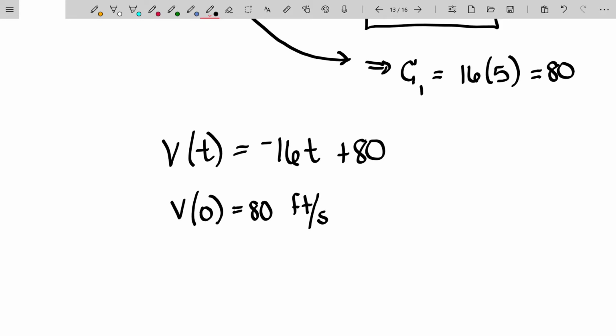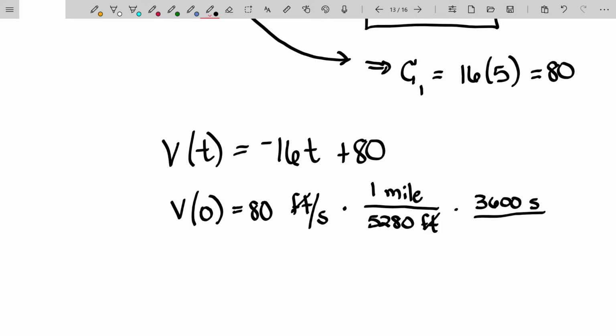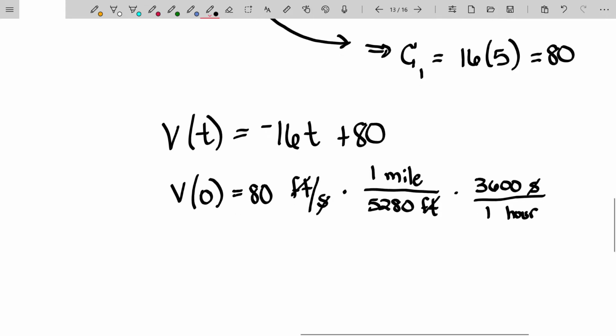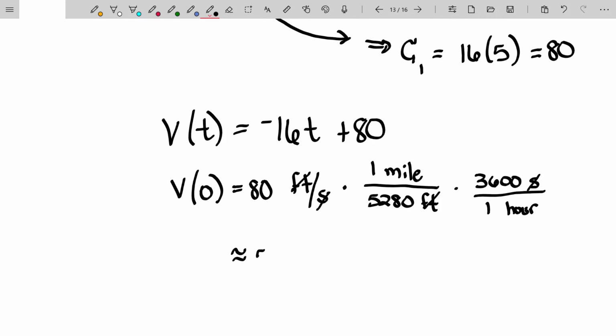I'd like to transform that into miles per hour. So I'll just say multiply this. I know there are 5,280 feet per 1 mile. So that gets rid of the word feet. And I happen to know there are 3,600 seconds in 1 hour. So that will get rid of the word seconds, and I'll have miles per hour as my answer. And this roughly transforms to 54.5 miles per hour.